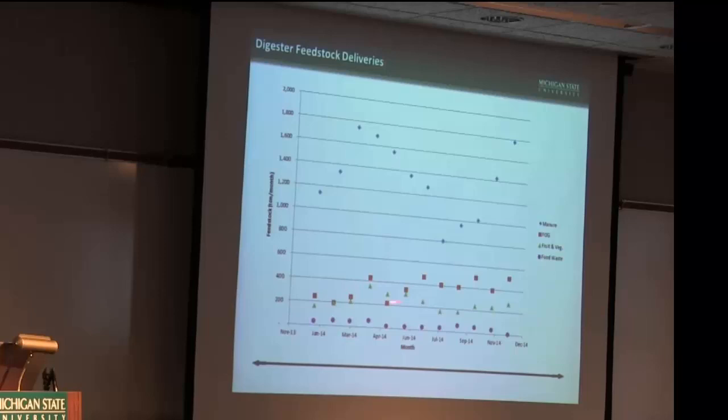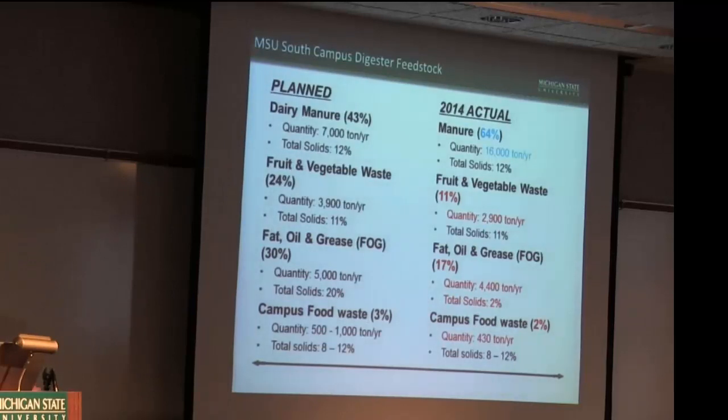The red line is fog. Again, we see a little bit of seasonal change there. On a monthly basis, of course, these are much smaller in comparison to what manure was. The fruit and vegetable waste is our third largest delivery. And then coming in at the bottom is our own campus food waste. All these points are monthly deliveries, tons per month of material delivered.